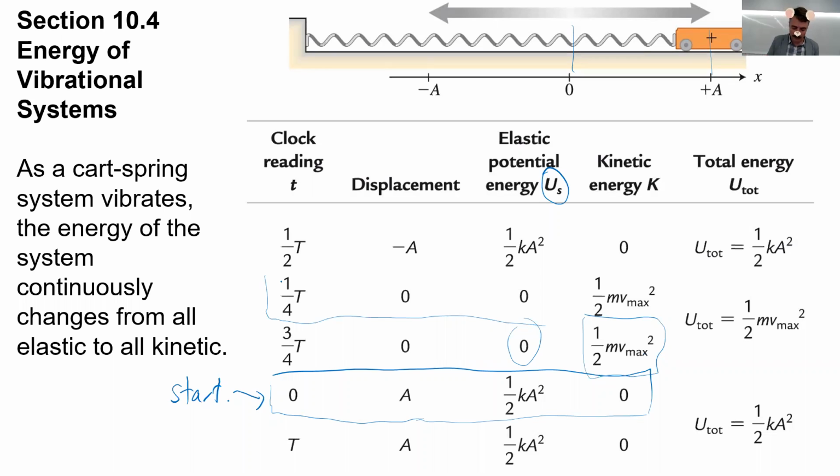And then it'll go all the way to 1/2 period. It'll be at negative a, and it will have stopped. But again, since there's a squared here, negative a squared is a squared. So you're at positive 1/2 k a squared. And if you add these up, you always get the same total at all these different points.